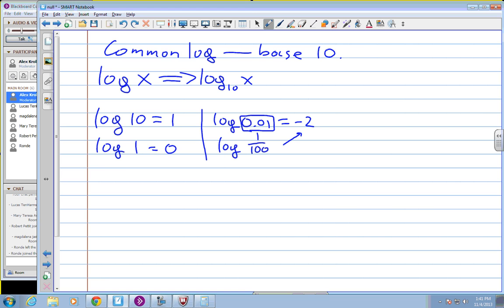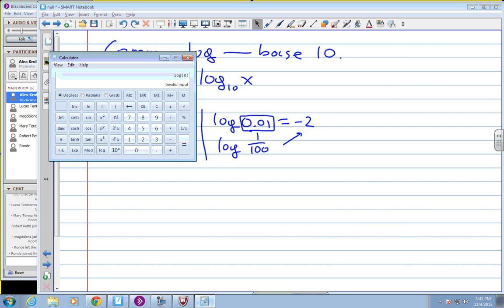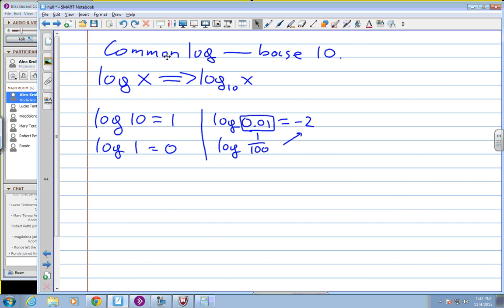Okay, but your calculator is capable of doing that. If you actually punch in 0.01 and you hit the log button, it'll give you -2. And on your calculator, if you find the log button, right above it will say 10 to the x. All regular calculators have log and 10 to the x on top of it, because log base 10 and 10 to the x are inverses of each other, so they're basically on the same button.